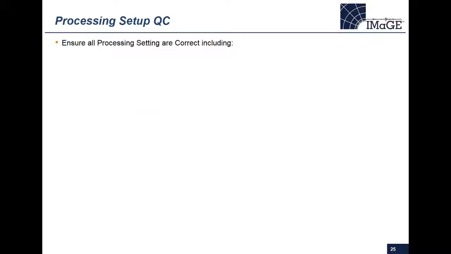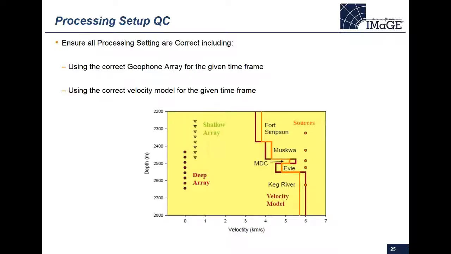All right, so now that you've covered the picking, the velocity model, and the orientation QC, you want to make sure you're using all those techniques that you've looked at when you're actually processing the data. So you want to make sure your processing setup's correct. And really you want to make sure you're using the correct geophone array and orientation for the given stage or time frame, and the same with the velocity model.